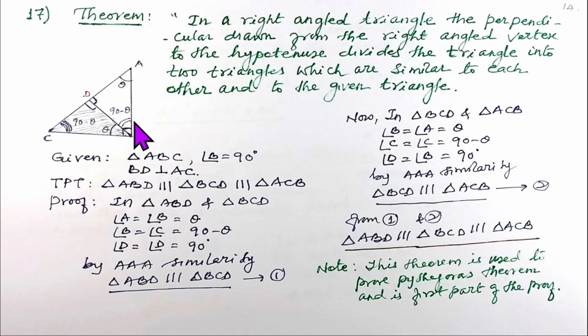Now there is a triangle ABC which is a right angled triangle. Angle B is 90 degrees. A perpendicular BD is drawn from the right angled vertex to the hypotenuse AC. Now two new triangles are formed, that is triangle ABD and triangle BCD. These two new triangles formed are also similar to each other and similar to the given triangle ABC.